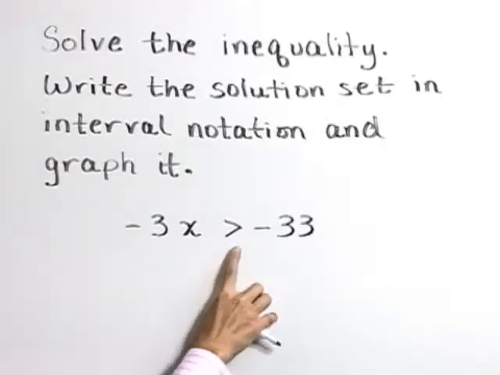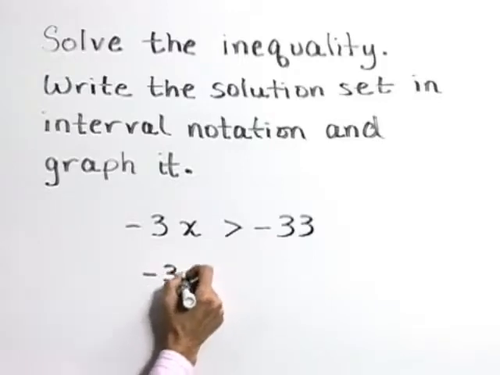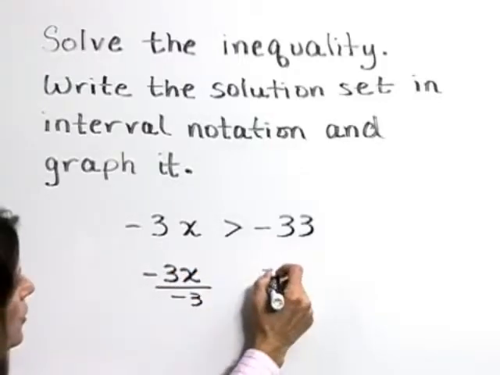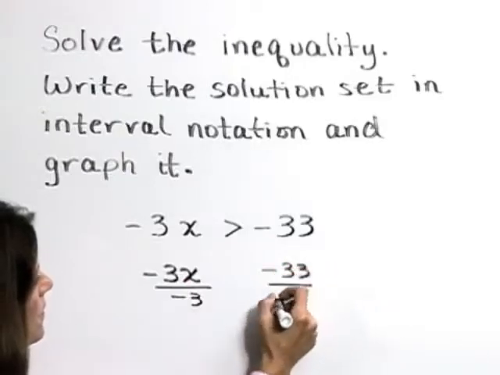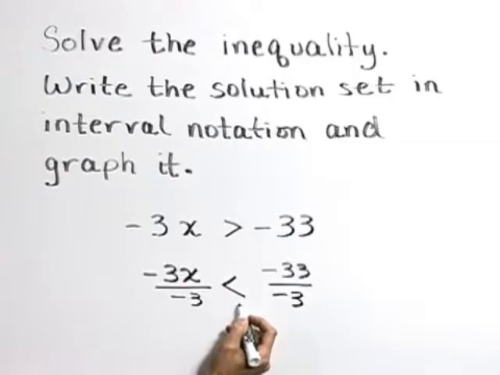So let's divide both sides by negative 3. Now, as we divide an inequality statement by a negative value, then we need to remember to change the direction of that inequality symbol.